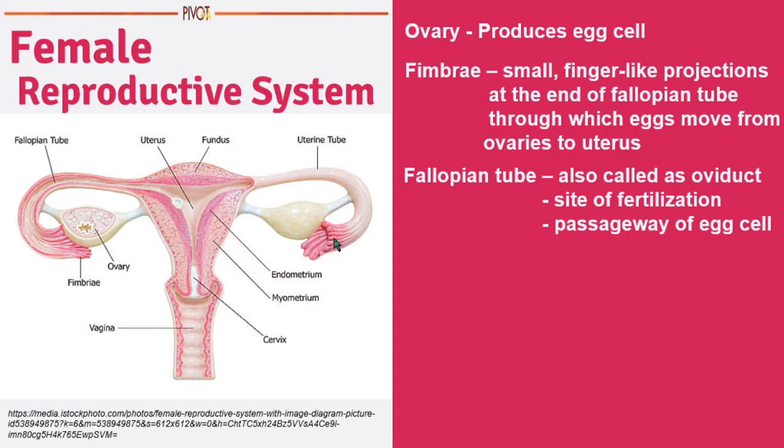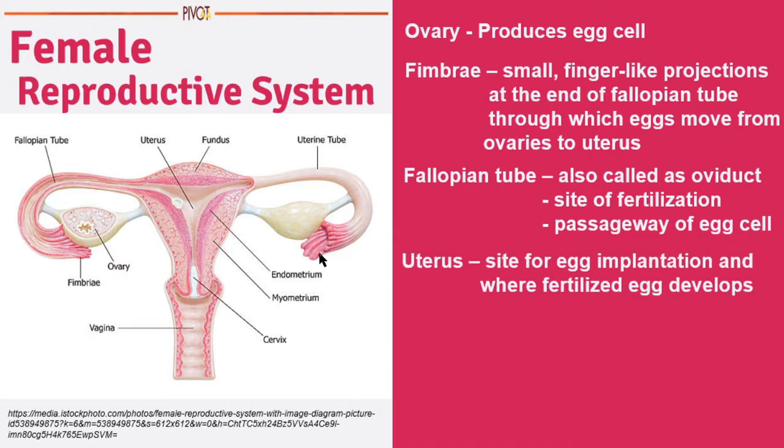Next one is the fallopian tube. It is also called the oviduct or uterine tube. It is the site of fertilization and it is a passageway of the egg cell. So here is the fallopian tube. This is the site of fertilization. This is where the egg cell waits for the sperm cell. And then it is also the passageway of the egg cell to the uterus.